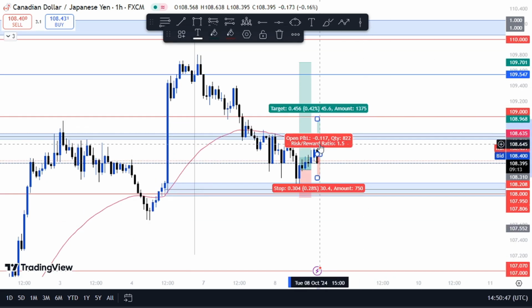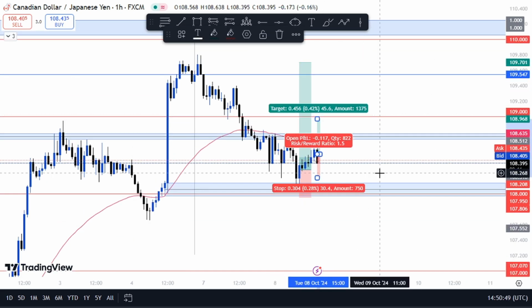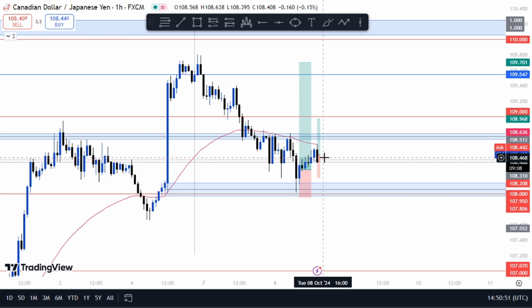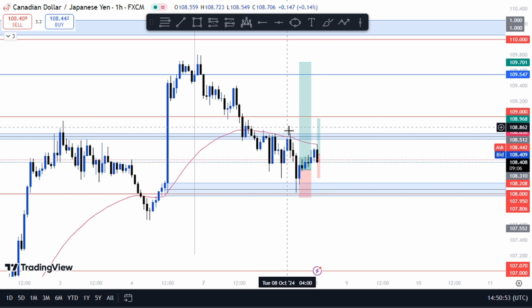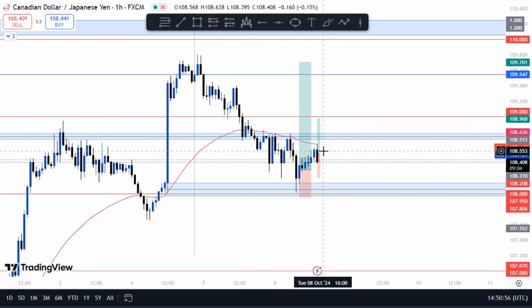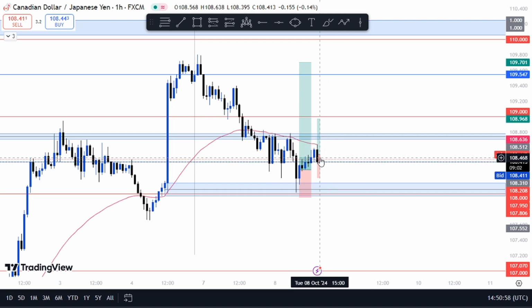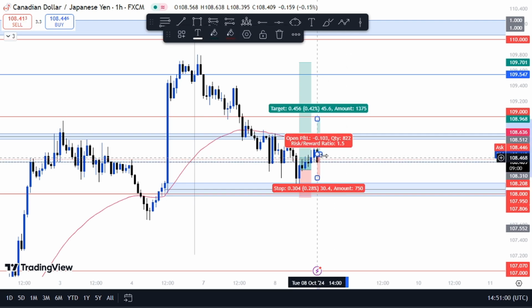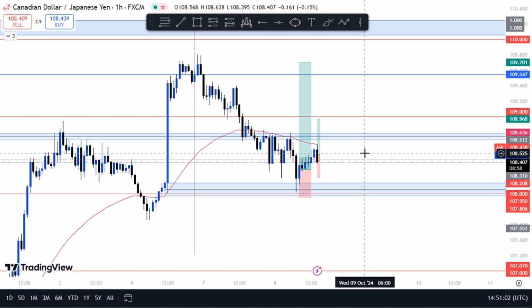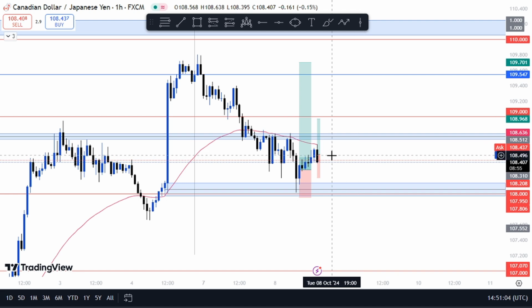All right, so this one I was looking for an entry on the 15 minutes time frame to scalp these stop losses. I was looking for an entry. I put my order in there, but I didn't enter. As you can see, I didn't enter this trade. I was looking for an entry. I will show you on the 15 minutes what I was looking for.